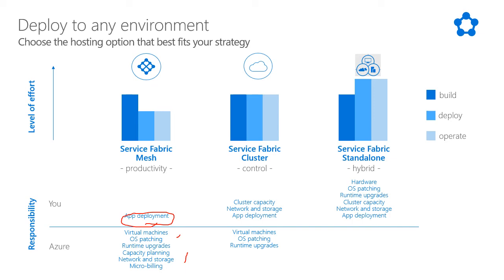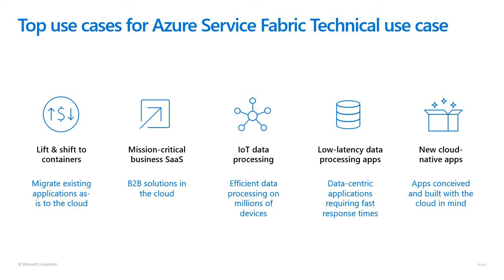If you choose the Service Fabric cluster option, then cluster capacity, network storage, and app deployment is done by yourself. In the Service Fabric standalone option, hardware, OS patching, runtime upgrades, and cluster capacity are all done by yourself.